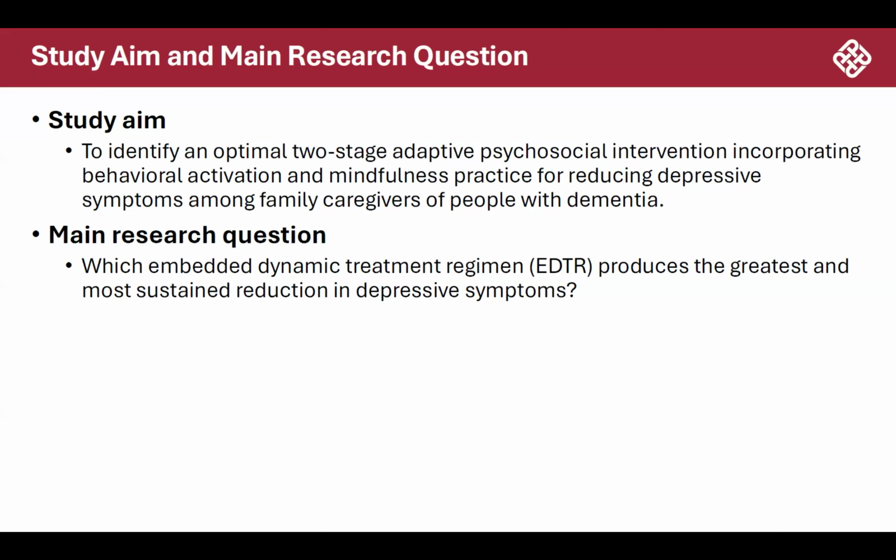So you can see increasing the dosage is a kind of regime for the non-responder. But at the same time, we can also switch the intervention. If you find that the family caregivers do not have any positive response to the mindfulness practice, you can also change to other interventions for them. So you can see there can be different treatment regimes to reduce the depressive symptoms in the family caregivers. So through this SMART trial, our goal is to find out the best embedded dynamic treatment regime, which can provide the greatest effect on the depressive symptoms in the family caregivers.